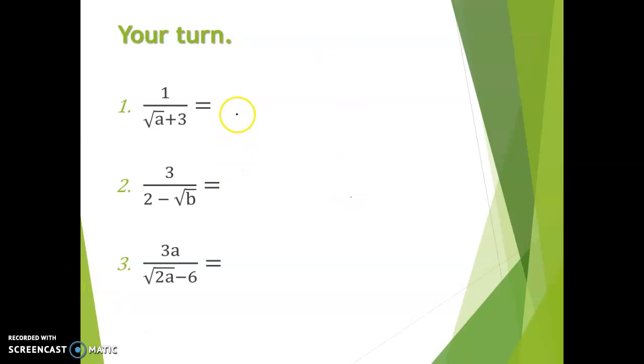Number 1, we're going to multiply by root a minus 3, and root a minus 3. At the top, that leaves us with square root of a minus 3. And at the bottom, we get our first term squared. So the square root of a squared is just a. And our second term squared. So 3 squared is 9. So square root of a minus 3 over a minus 9.